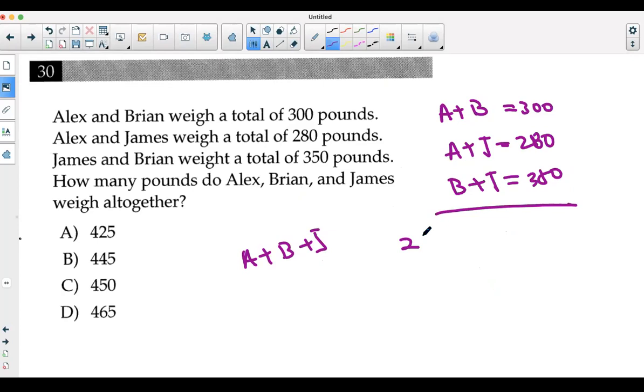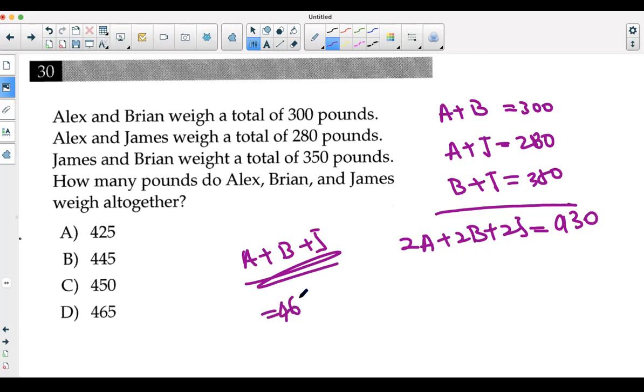Then I get two A's plus two B's plus two J's. But when I add them up, what do I get, guys? It becomes 930. But oh, wait a minute. I'm looking for half of that, isn't it? So I'm looking for half of 930, which becomes 465. That becomes our answer, which is choice D. How about that, guys? Is that good? Yeah? All righty, guys.